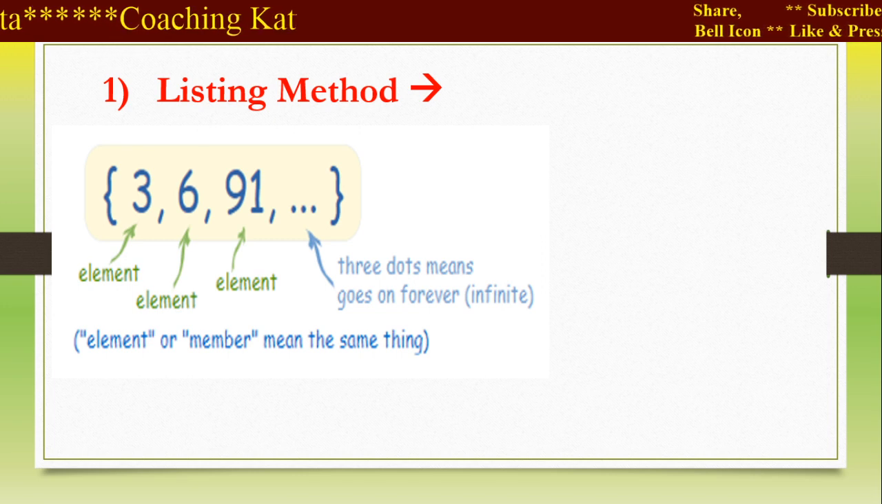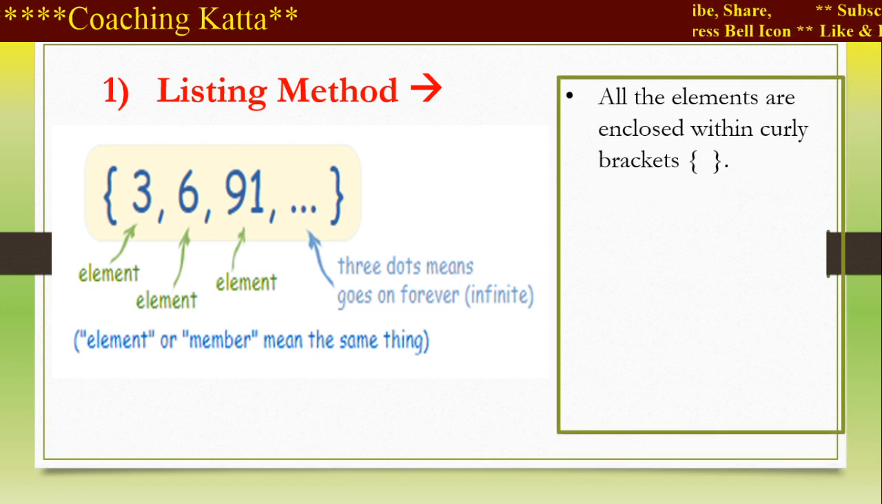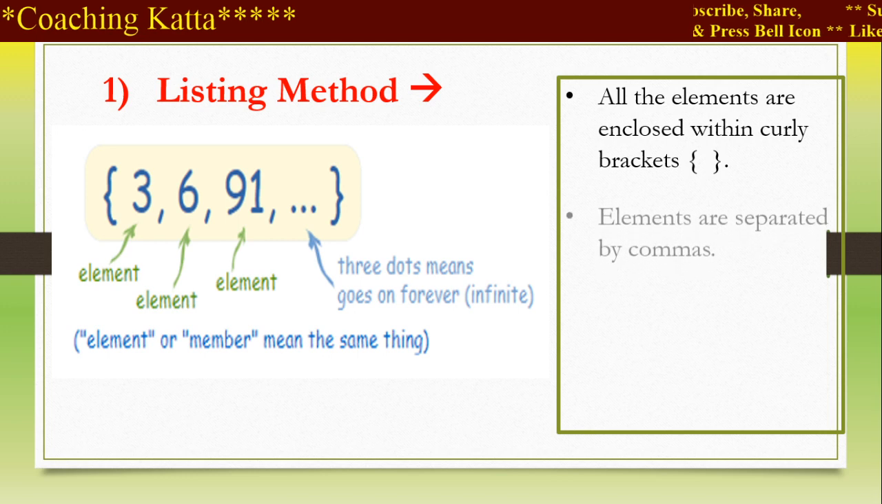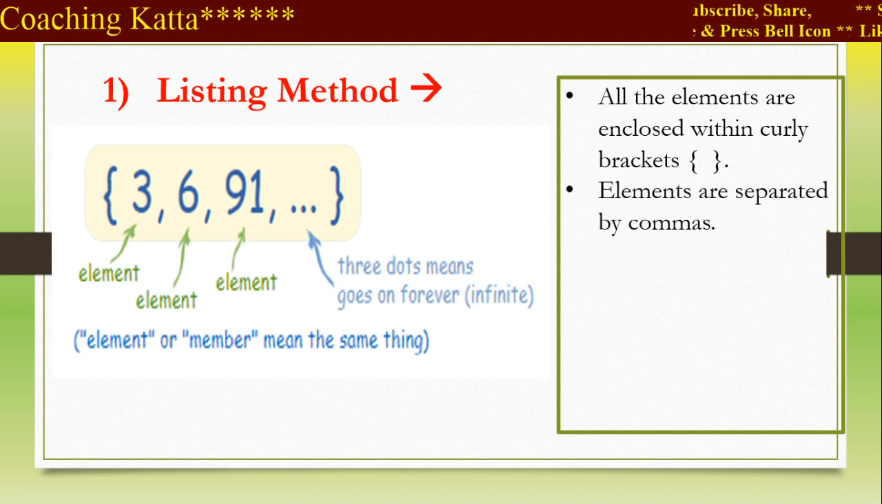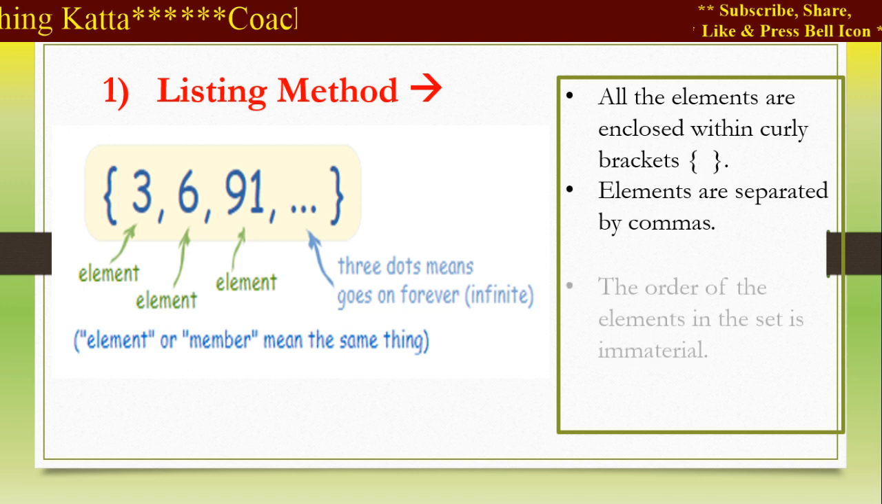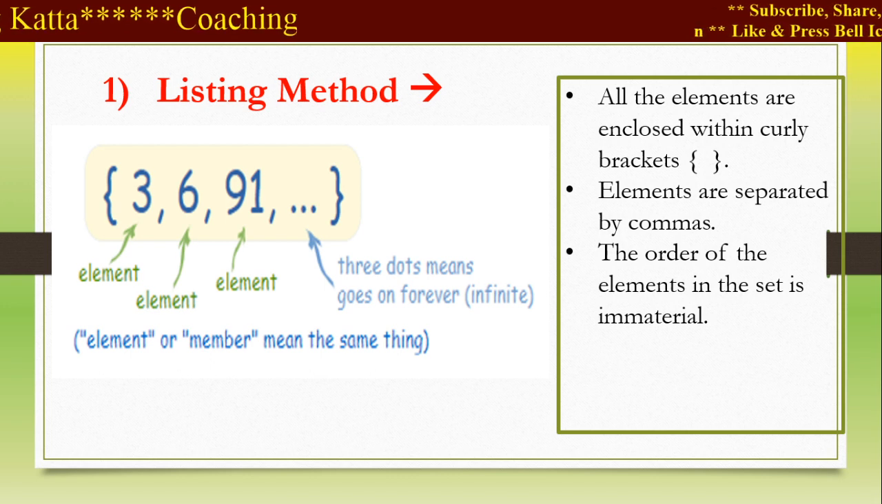Now the rules for writing the set in listing method. First one, all the elements are enclosed within the curly bracket. Second one, elements are separated by commas. There must be commas between two elements or between two members. The order of the elements in the set is immaterial.